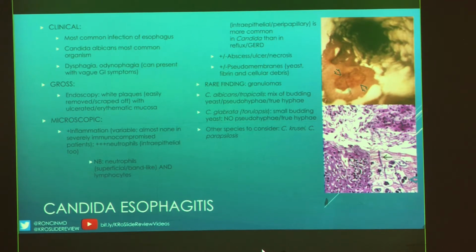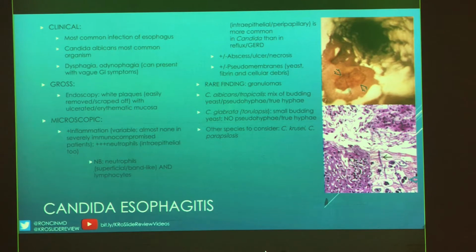So on microscopy, you can see variable inflammation. Remember, if your patient is severely immunocompromised, so think of your cancer patients, your transplant patients, your HIV patients, they might not have much of any inflammation going on because they cannot mount an immune response. But if there is inflammation, there tends to be a lot of neutrophils, which can also be intraepithelial. Neutrophils and lymphocytes, and those neutrophils forming a superficial band is more common in Candida than in reflux or GERD.